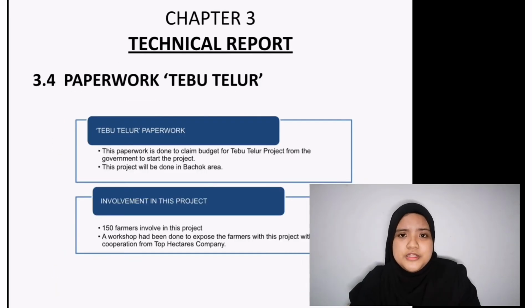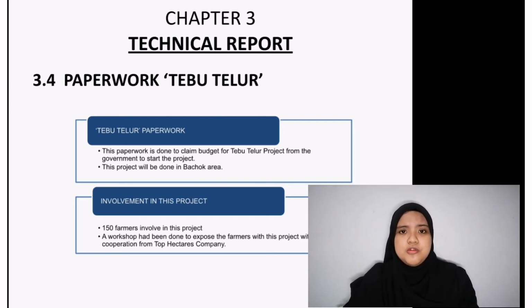The last assignment I did there was the paperwork for the tebu telur project. This paperwork is done to claim the budget from the government to start the tebu telur cultivation project. The amount of the budget claimed is 1.5 million ringgit. This project will be done in the Bachok area, and 150 farmers are participating.